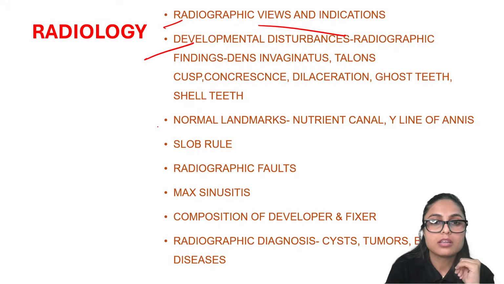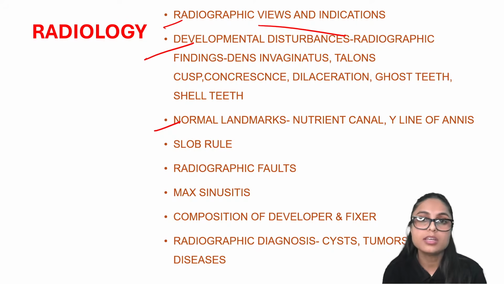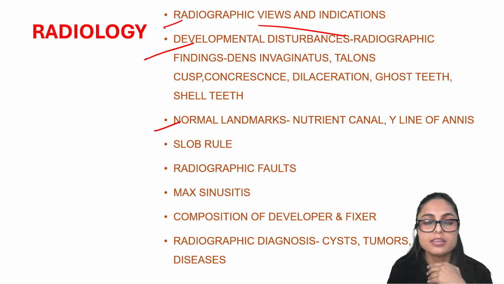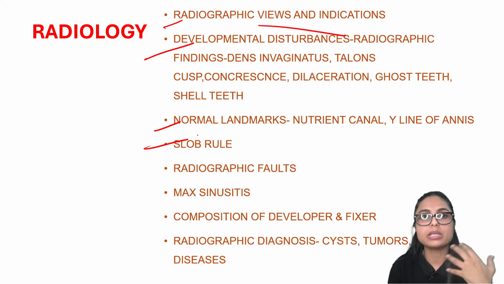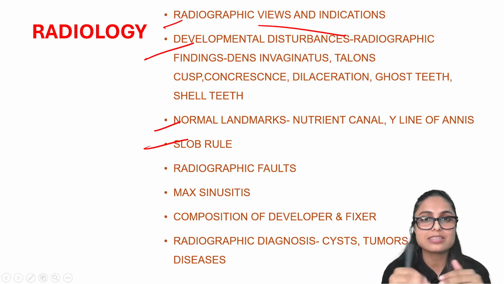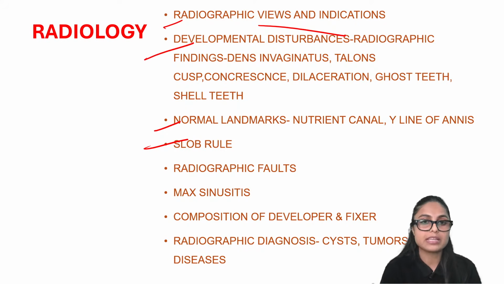Normal landmarks that you see in IOPA, that you see in OPG. The most important landmarks, these two, that we will see later. One of you has asked a question based on this. Then SLOB rule, very important. They will give you a question based on SLOB. They'll not directly ask what is the SLOB rule or what happens in it, what we consider in SLOB rule. They will give you a question based on this.